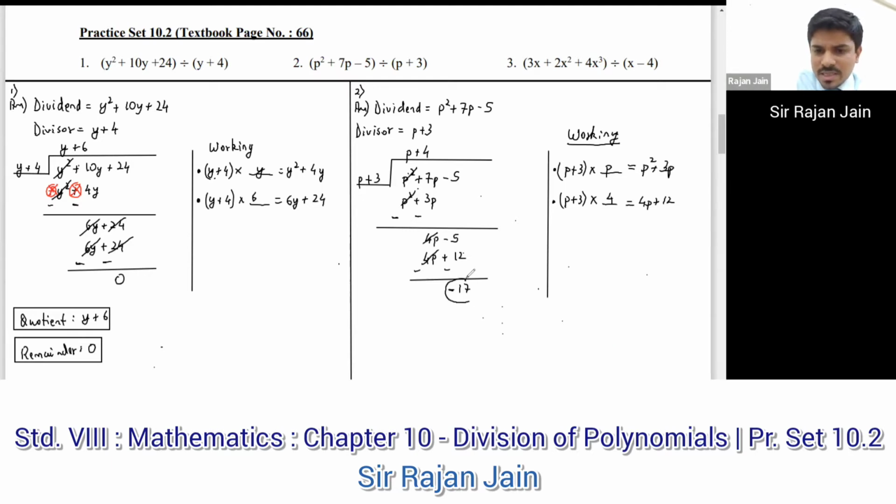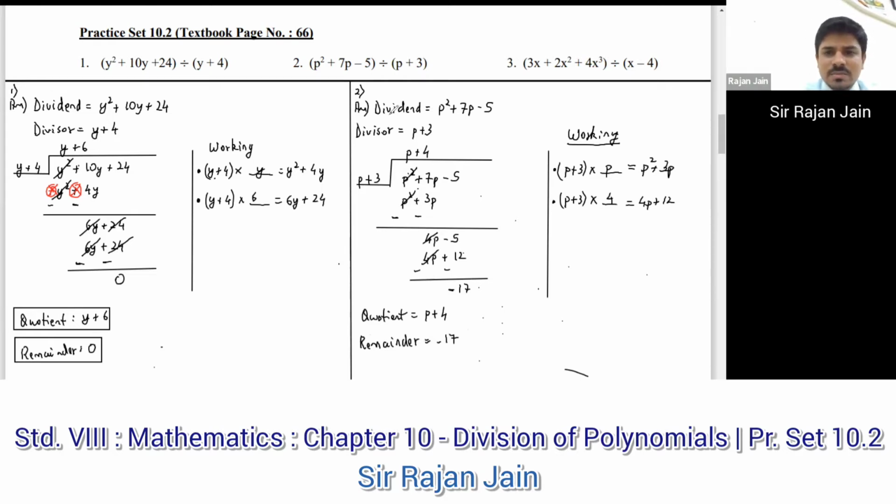Again, अभी ये जो -17 है, it is a constant term. Constant term का index you always consider as 0. Now this index is less than divisor का index. अगर मेरा remainder में index is less than divisor, your division ends over there. -17 becomes your remainder. So last में you need to write your quotient. Quotient I will write it as p plus 4, and you need to write your remainder. Remainder I will write it as -17. Clear?